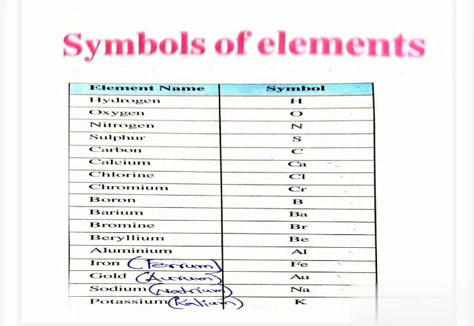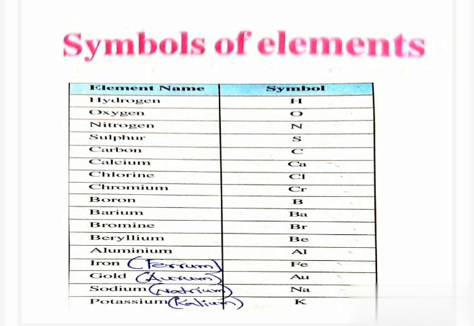So in chlorine, third letter what? L. Okay, so if the first two letters are also the same, then we should take the third letter as a symbol. When you are writing that, the starting letter is capital, and the next letter we should write in small form. In chlorine, first letter is C, third letter is L. C is capital, L is small. So Cl is the symbol of chlorine.